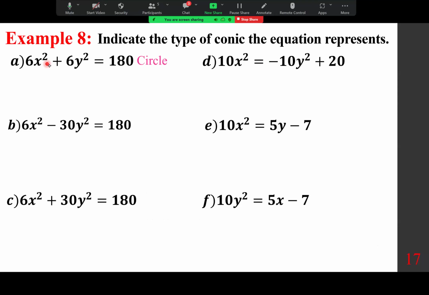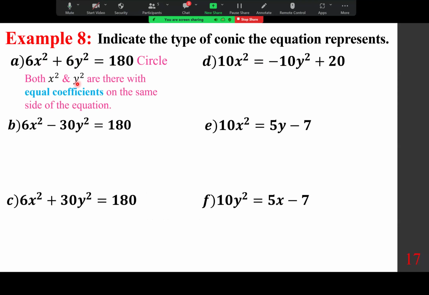This one is a circle. Why is that? Both x squared and y squared are there. So we have x as well as y with exponent 2. They are both quadratic, and they have equal, identical coefficients on the same side of the equation.